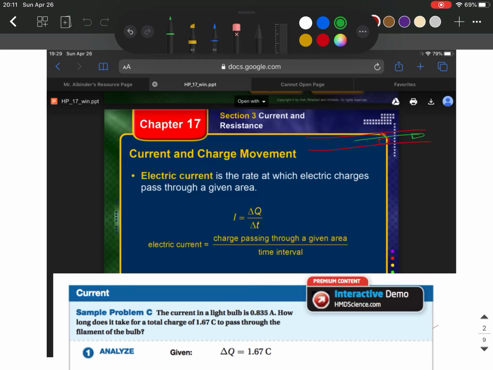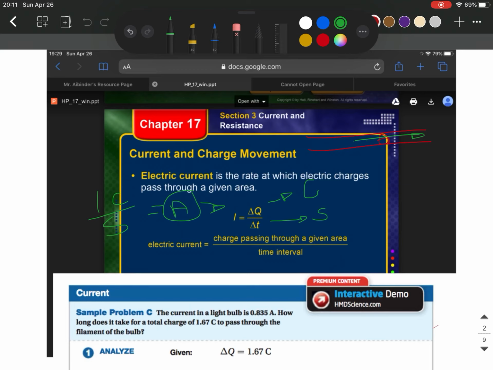So the formula for current is total charge passing through that area during a time interval divided by the time interval. So the units for charge, as we know, are the coulombs. For time are the seconds. So 1 coulomb per second is equal to 1 ampere. So the unit we're going to be using for current is the ampere.